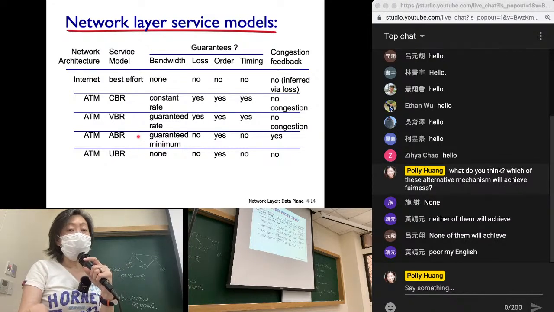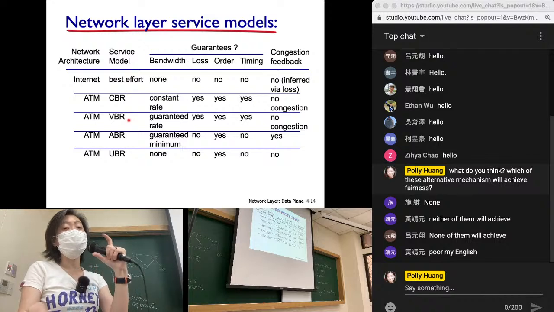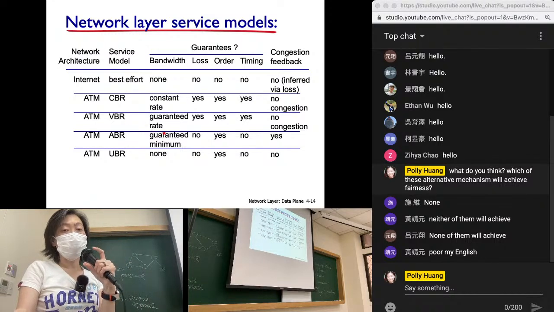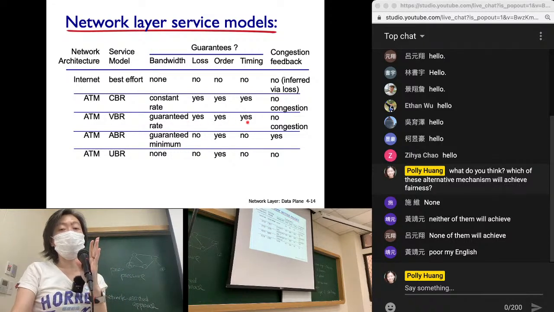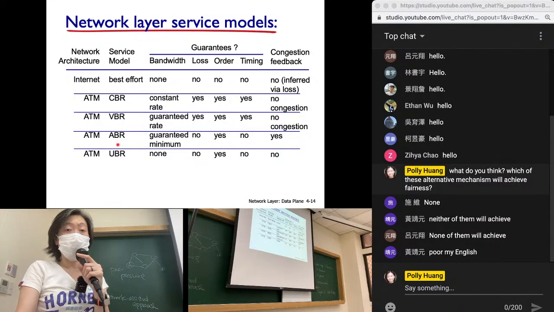Now, if the data itself is variable bit rate and asks for a VBR service, what it does is guarantee to the maximum bit rate. So bandwidth is guaranteed, and everything else is also guaranteed. So you see that VBR is very, very resource consuming relative to CBR.